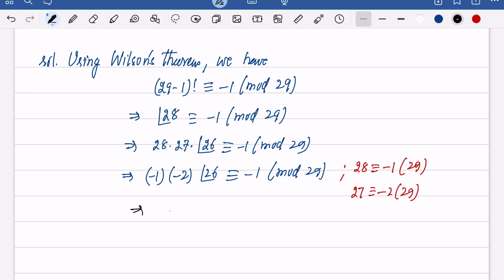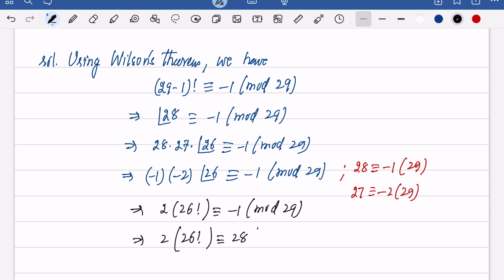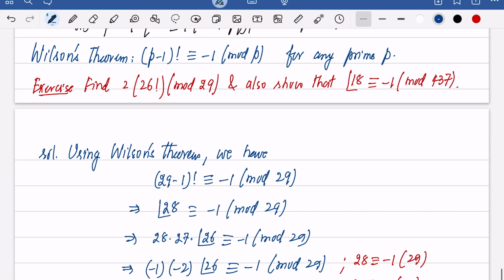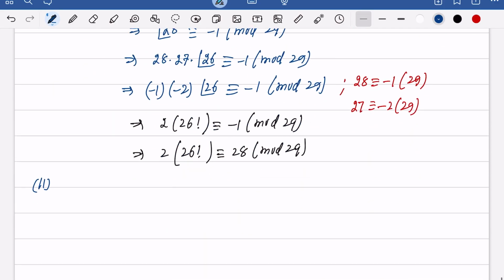Now multiplying -1 into -2, that is 2 into 26! is congruent to -1 mod 29, but the remainder has to be always positive. This implies 2 into 26! is congruent to 28 mod 29. So the remainder when 2 into 26! is divided by 29 is 28. Now the second part: to show 18! is congruent to -1 mod 437.